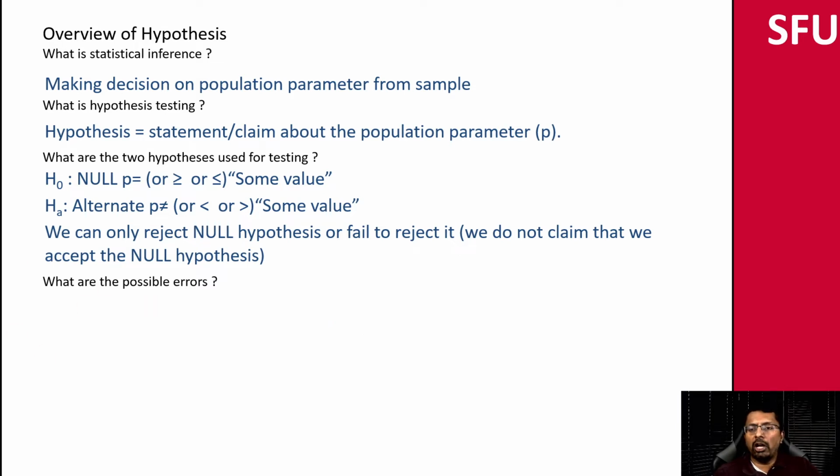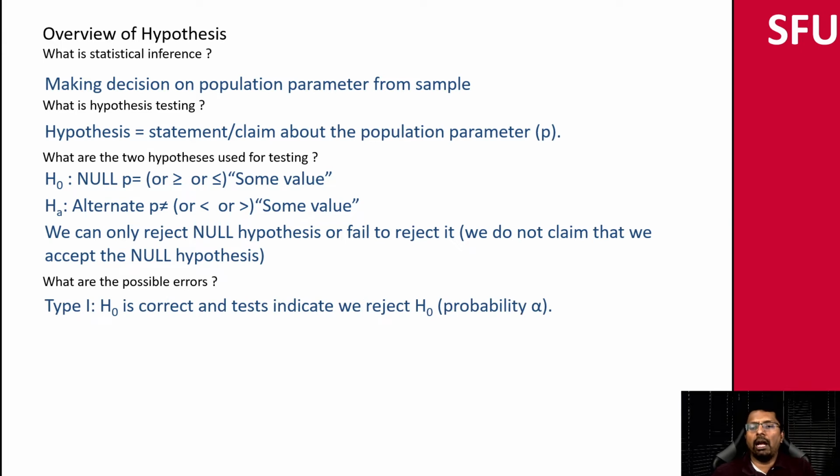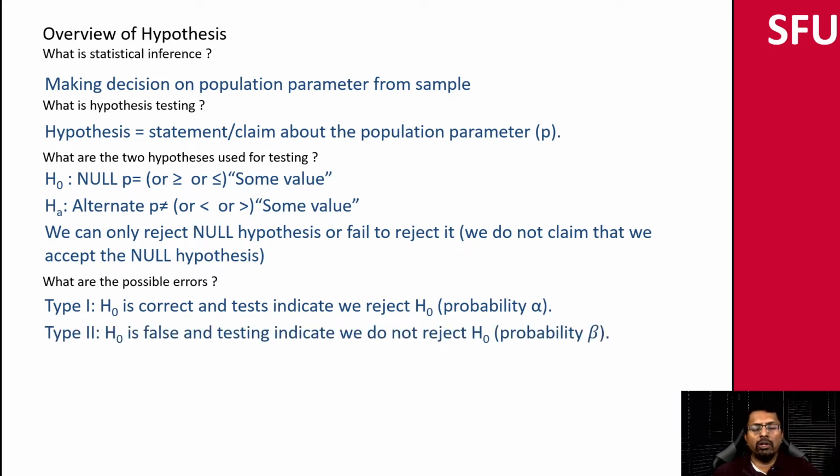So we look at some possible errors when you're dealing with it. There could be a case where the null hypothesis is actually correct, and the test indicates that we need to reject the null hypothesis. This is known as a type 1 error, and we would call this probability alpha. And then we also have a type 2 error, where the H naught, or the null hypothesis, is false in actuality, and then the testing actually fails to reject the null hypothesis.